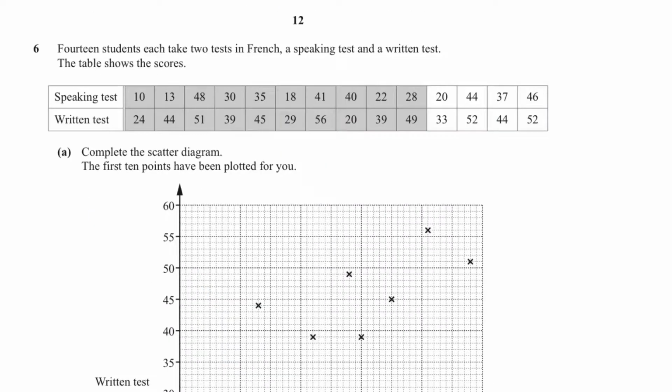Question number 6 is a scatter graph and we have been told that 14 students take 2 tests in French, a speaking test and a written test, and the scores are given to us. A. Complete the scatter diagram. The first points have been plotted for you. We can see that written test is your y and speaking test is your x.